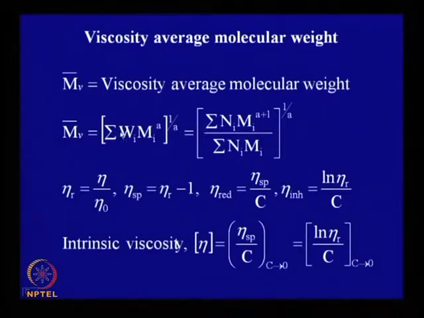Again, if you split Wi into Ni and Mi, it is a plus 1. In the screen probably you cannot see properly, it is a plus 1 divided by the sum of the product of Ni Mi raised to the power 1 by a. Okay. So, this is the expression for the viscosity average molecular weight.